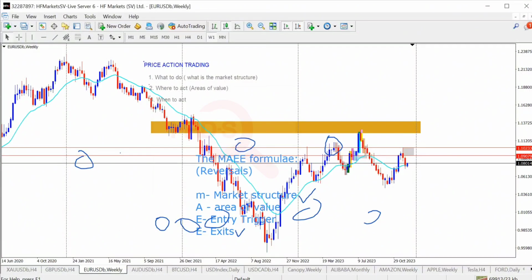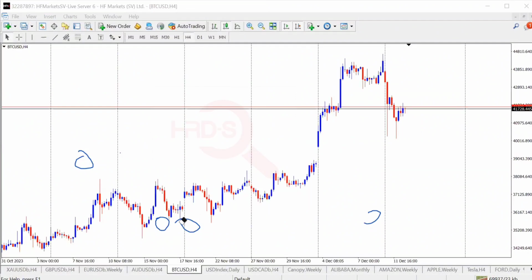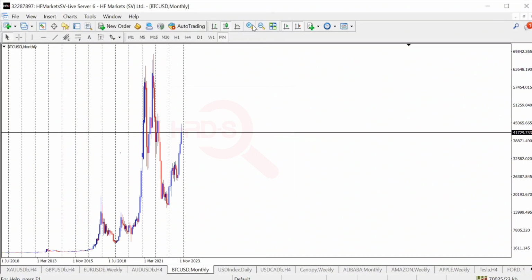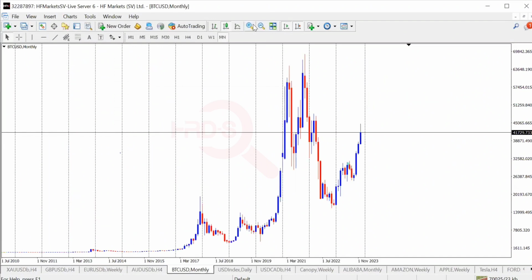Now I'm going to be using Bitcoin. Let me clean this off. As I said, right now, what is the market structure of Bitcoin? Let me go to the higher time frame first. Your analysis has to come from your higher time frame to lower time frame. I noticed that here, Bitcoin changed character. We are having lower low, lower high, lower low.